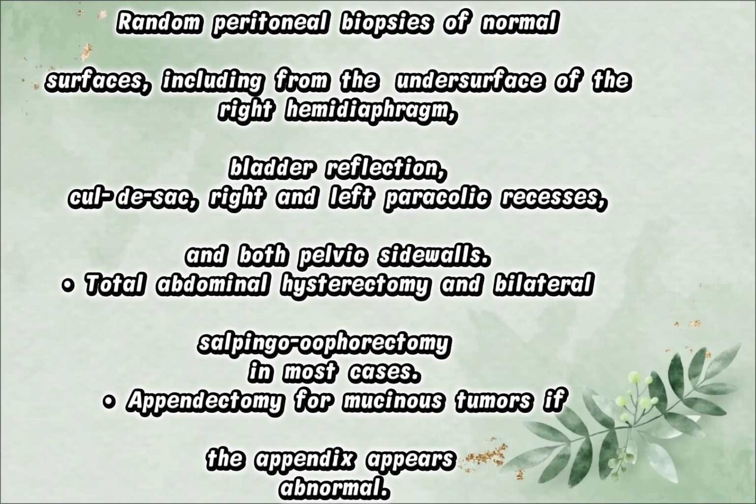Random peritoneal biopsies of normal surfaces including from the undersurface of the right hemidiaphragm, bladder reflection, cul-de-sac, right and left paracolic gutters, and both pelvic side walls. Total abdominal hysterectomy and bilateral salpingo-oophorectomy in most of the cases. Appendicectomy for mucinous tumors if the appendix appears abnormal.